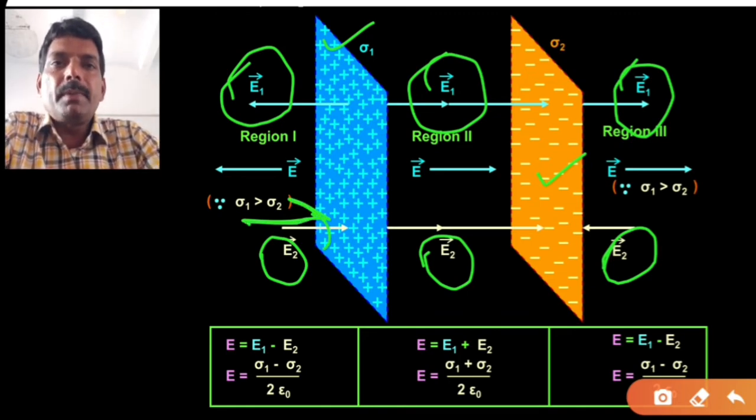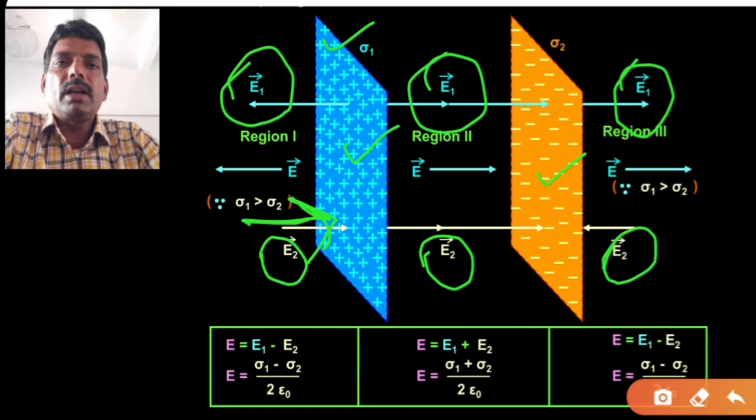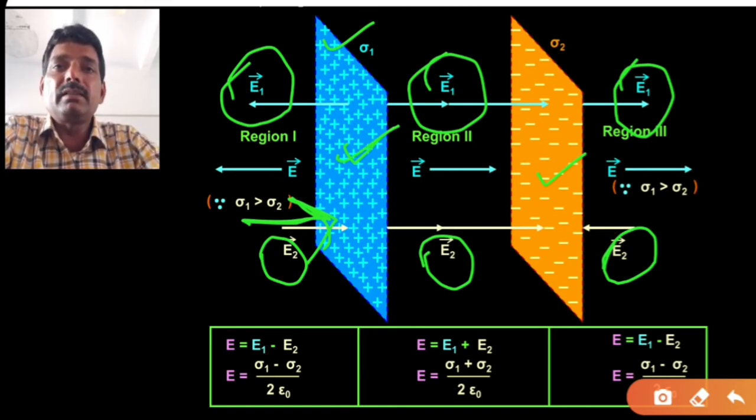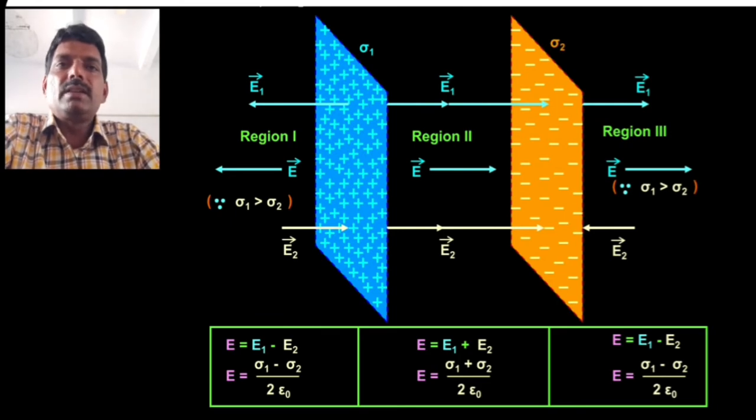Don't think this is applicable for this sheet. I am not applying this E2 for sheet 1 because E2 is the electric field strength or electric field line due to sheet 2, and sheet 2 is a negative charge, therefore it is directed towards the negative charge. Okay, I think you got this concept here. Now for these three things, region 1, 2, 3, again I will apply the same thing.